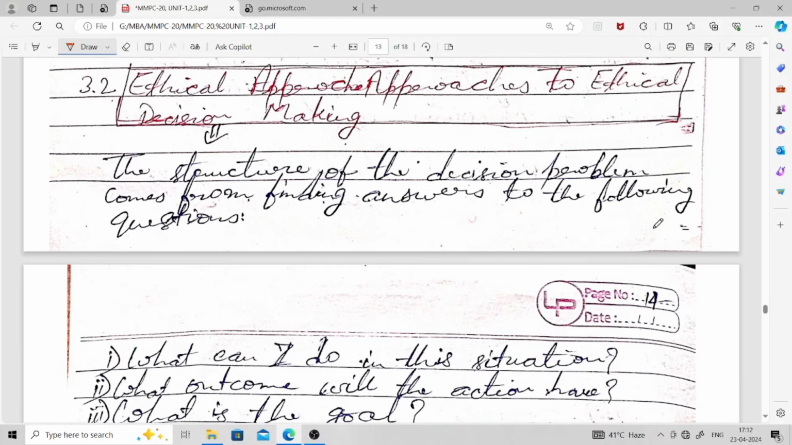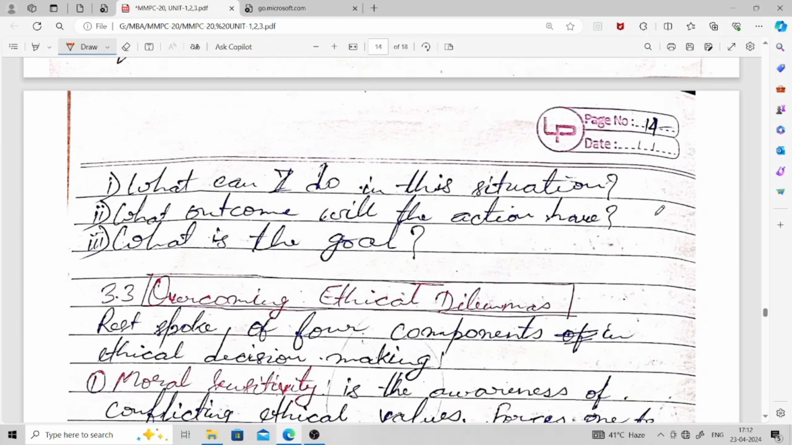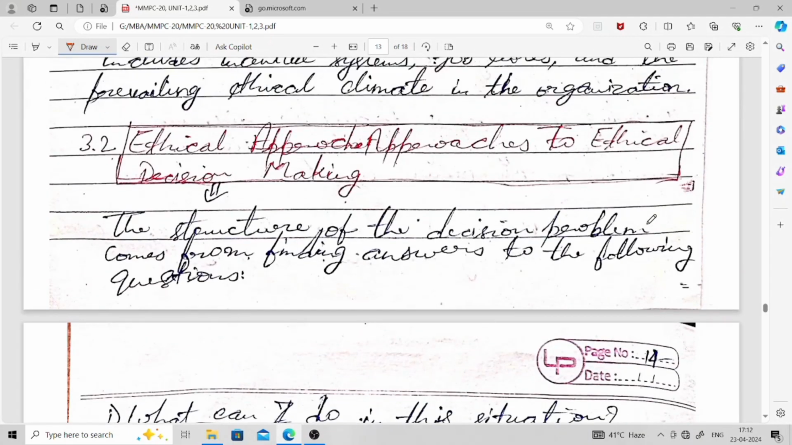So here the structure of the decision problem comes from finding answers to the following question. Structure of the decision problem means how a person or organization is going to make a decision. It comes from finding the answer to the following question. Given what can I do in this situation, it means what the person can do in this particular situation, or in the situation where an ethical dilemma exists. The answer to that will decide how the person is going to make ethical decisions.